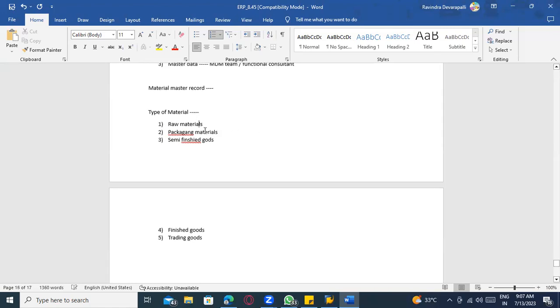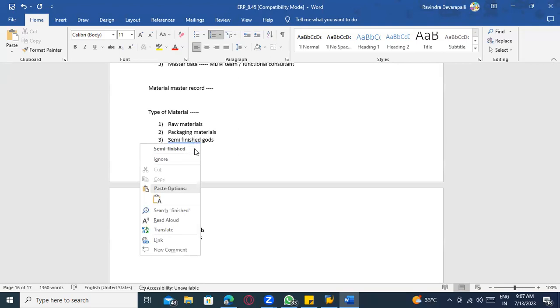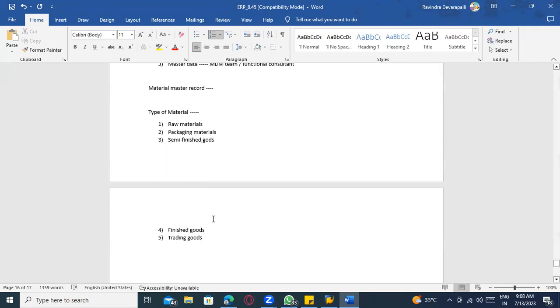Because based on the type of material, I can justify that this material I can use only for purchasing. I'm not producing this product. Packing materials are used only for packing purposes. Semi-finished goods are products which we sometimes buy from outside and sometimes produce inside. If it is a finished good, then we are only producing this product. We are not buying from the outside.